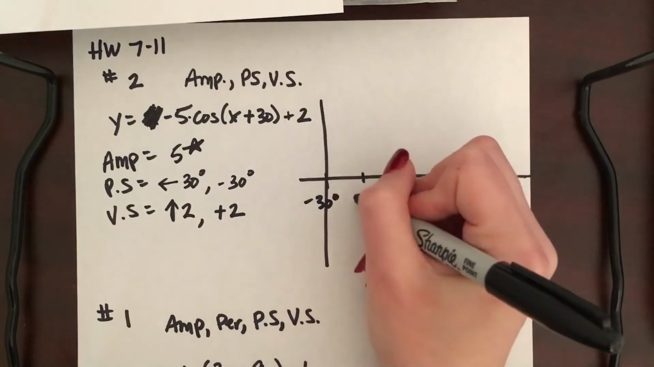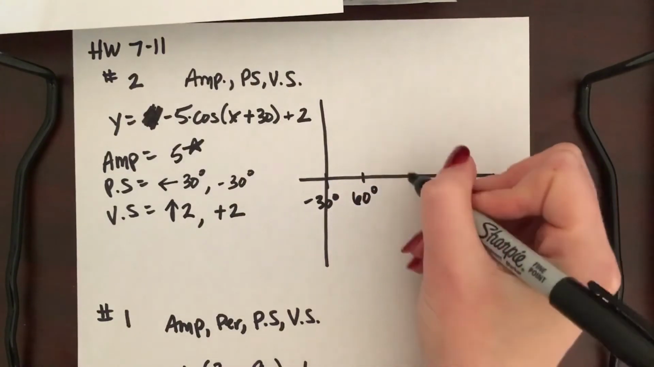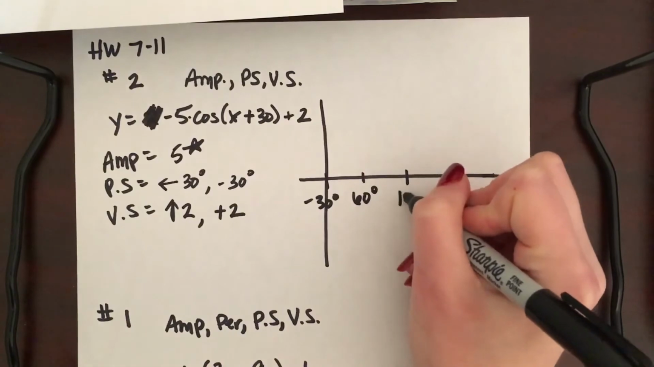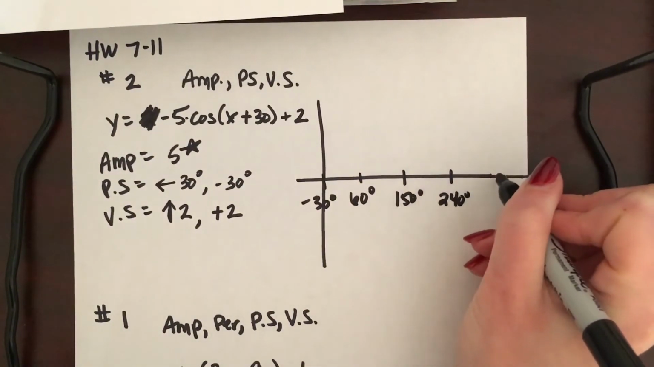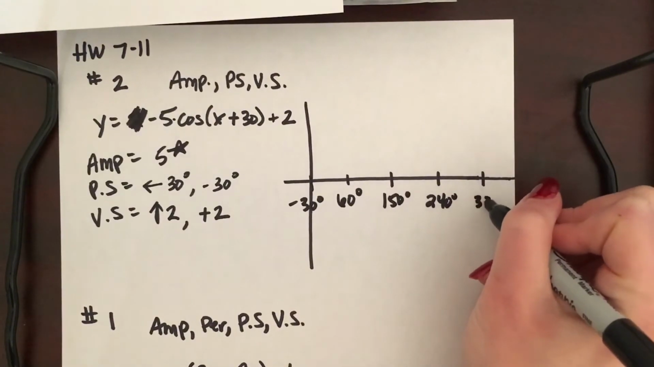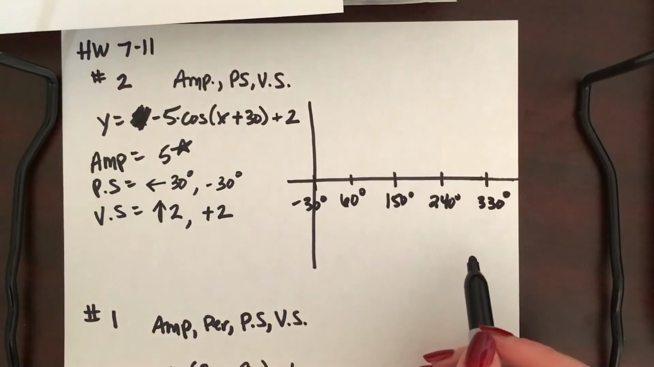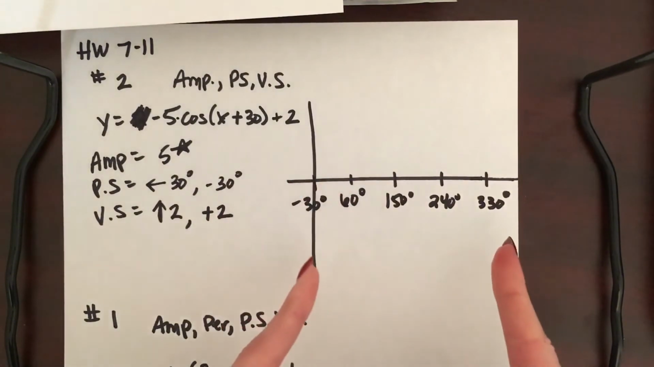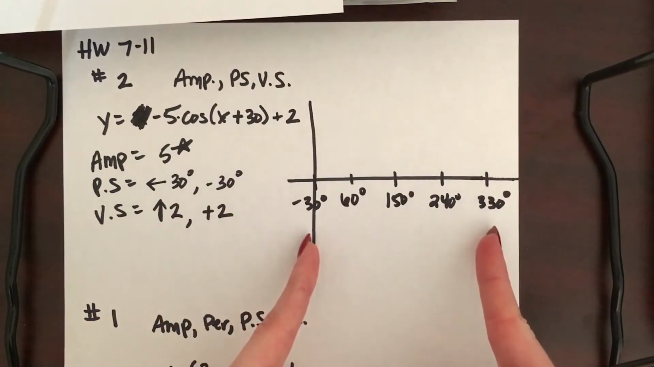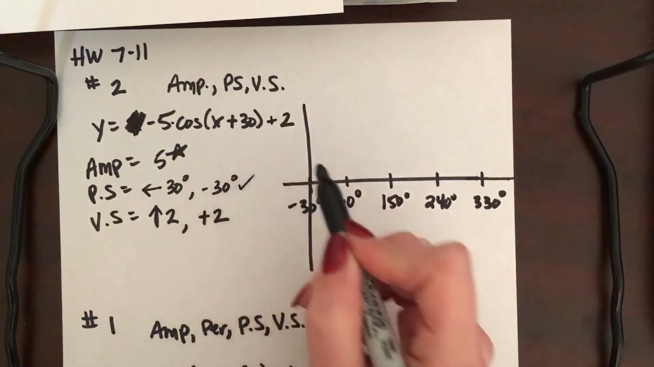Next one, 90 minus 30 would be 60. 180 minus 30 is 150. 270 minus 30 is 240. 360 minus 30 is 330. Okay. Now the period has not changed. There's no number being multiplied in front of the x. So my distance from where I start and end is still 360 degrees. So we did the phase shift part.